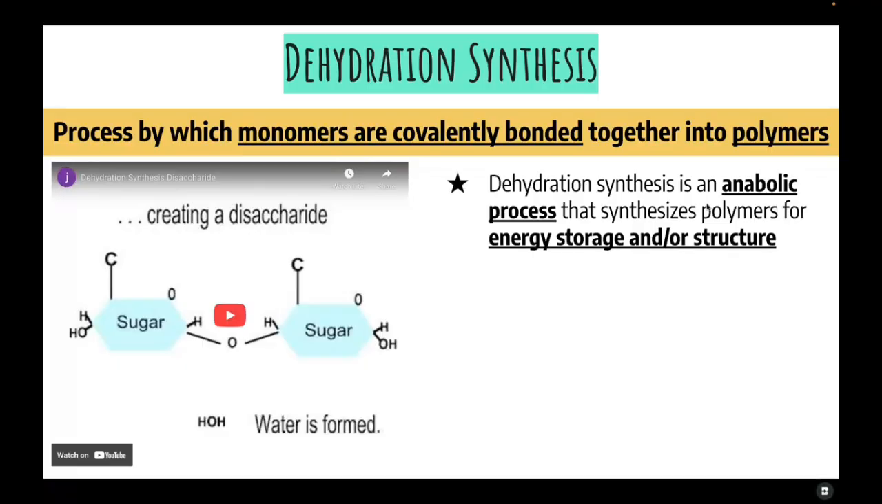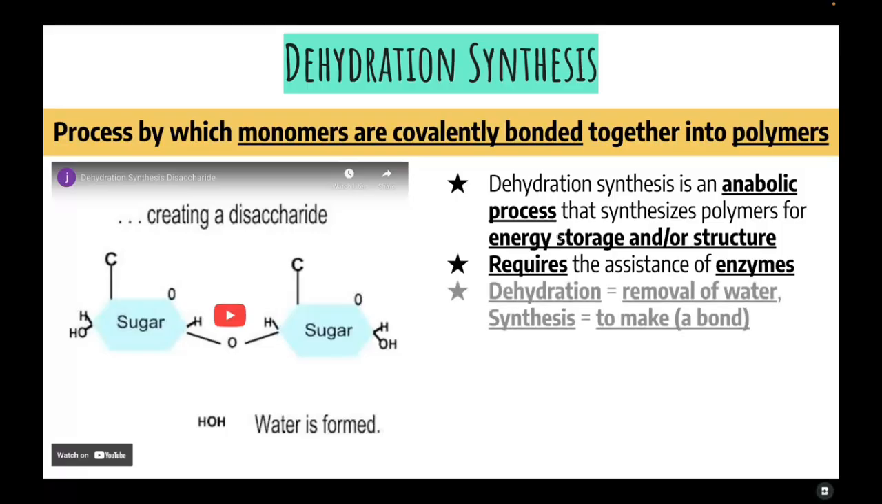And so let's get into more specific terms. Dehydration synthesis is called an anabolic process. So it's building up larger molecules. And it's going to synthesize or create polymers for energy storage and or structure. So the whole goal of making things is either to store energy or for structure. And in this case, because it's a sugar, it's going to be to store energy, right? And like we mentioned, you're going to need enzymes for assistance. It's going to facilitate the reaction by lowering the activation energy.